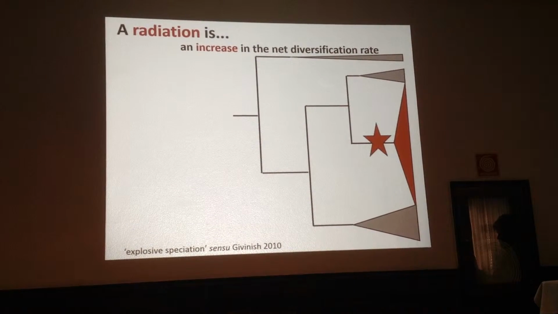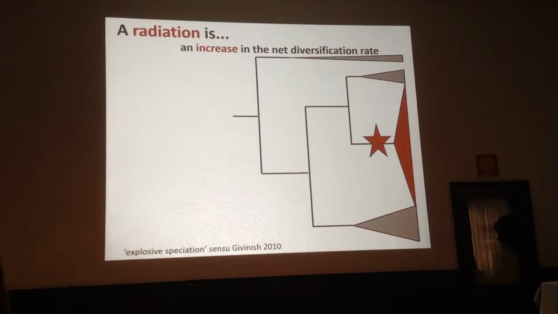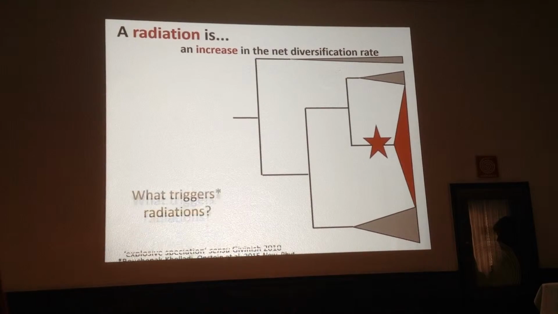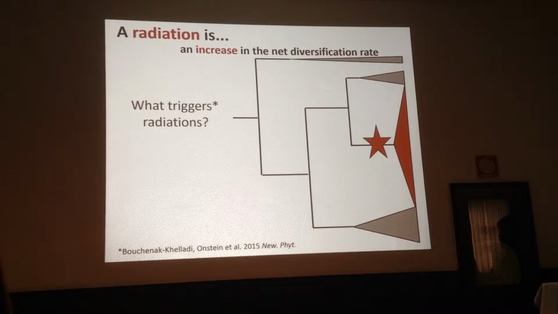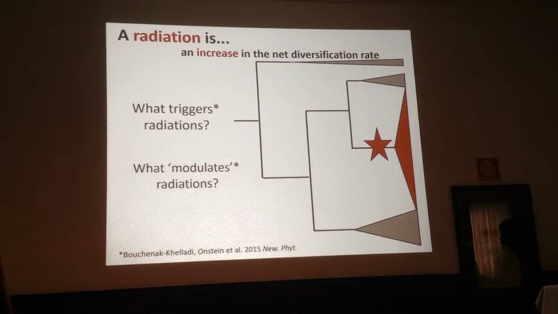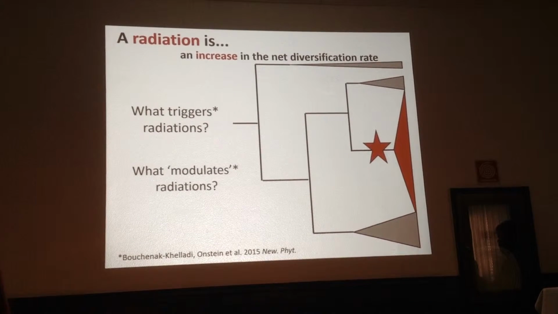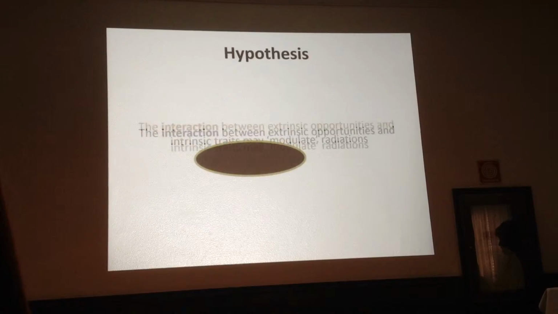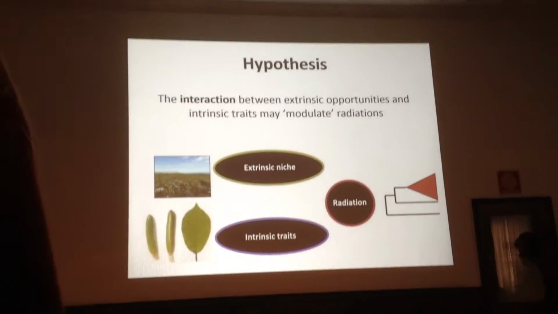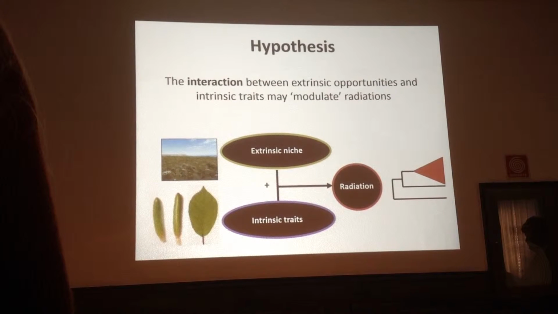And if these radiations are bounded to certain geographical areas, it could also explain why some areas are species-rich and others species-poor. And this raises questions such as what triggers radiations, but also what modulates radiations. With modulation, I mean what causes divergence between lineages during a radiation. So in this study, we hypothesized that the interaction between extrinsic opportunities and intrinsic traits may modulate radiations.